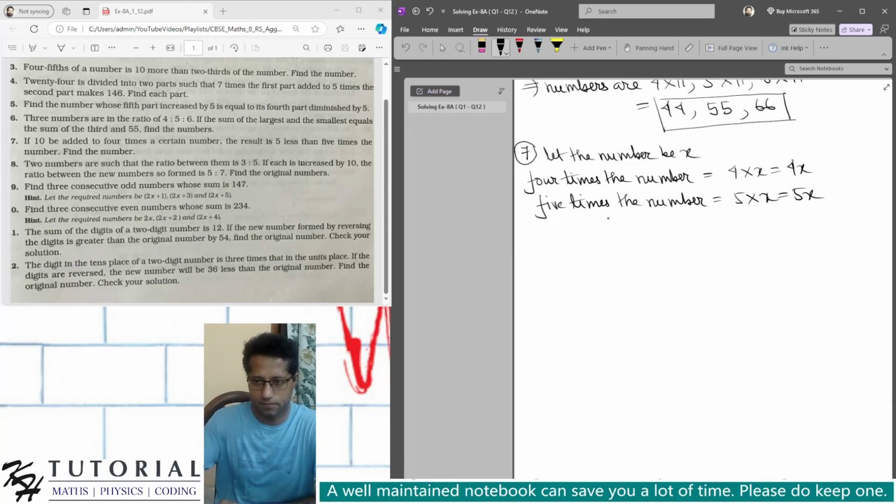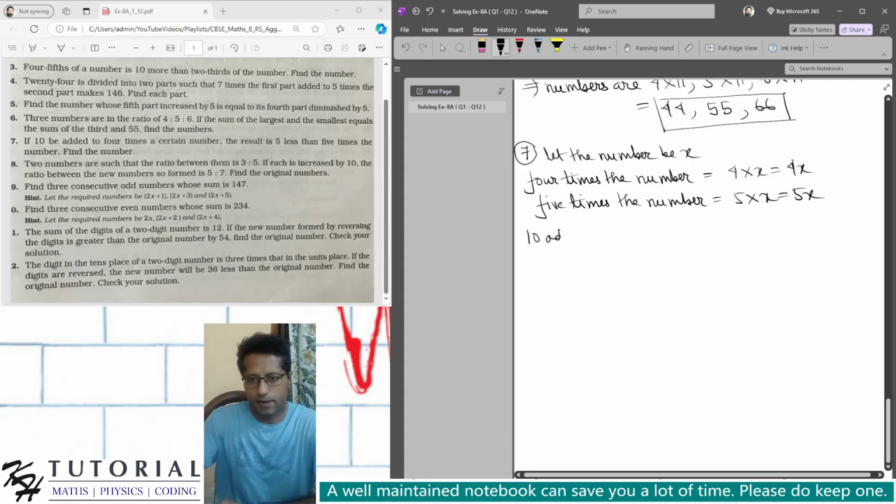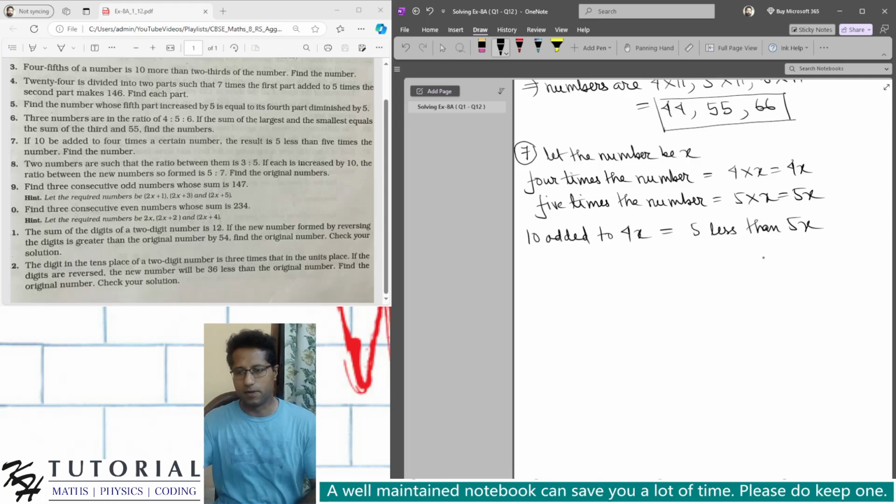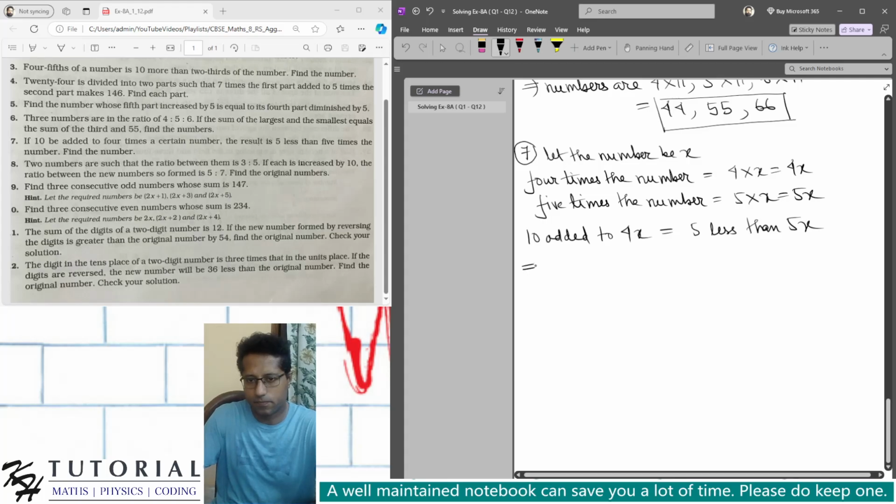Now it is given that 10 added to 4 times the number, 10 added to 4x, is equal to 5 less than 5 times the number, that is 5 less than 5x. This is not the equation, but we are trying to translate the problem statement into some form of mathematics. Now we will have the equation.